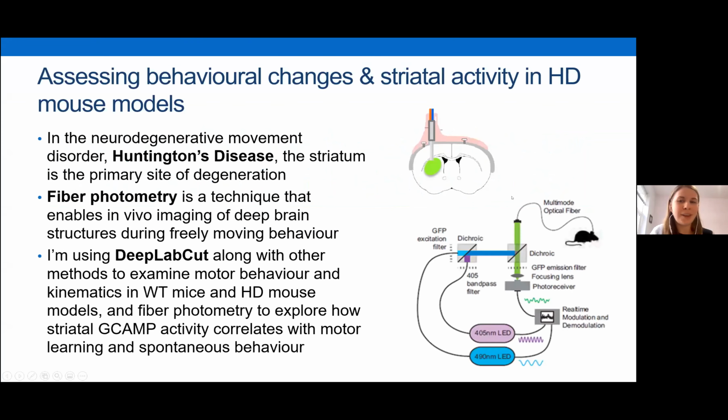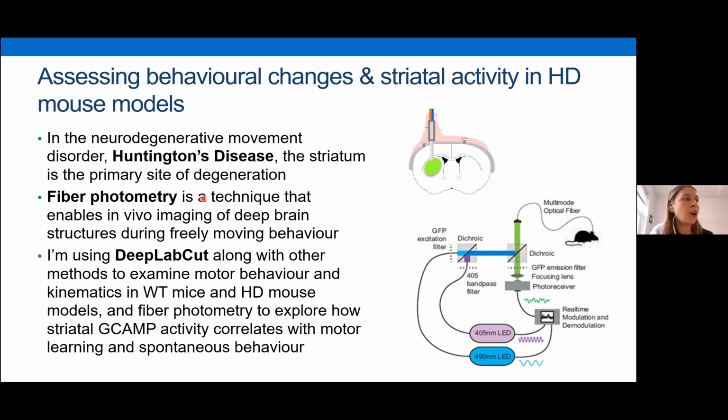Today I'm just going to give you a snapshot of a few different ways that I'm using DeepLabCut to analyze the data in my project. And just a very quick background on my project. In the Raymond Lab, we study Huntington's disease, which is a neurodegenerative movement disorder. The striatum is the primary site of degeneration in this disease, and that's a brain area highly involved in movement and in motor learning.